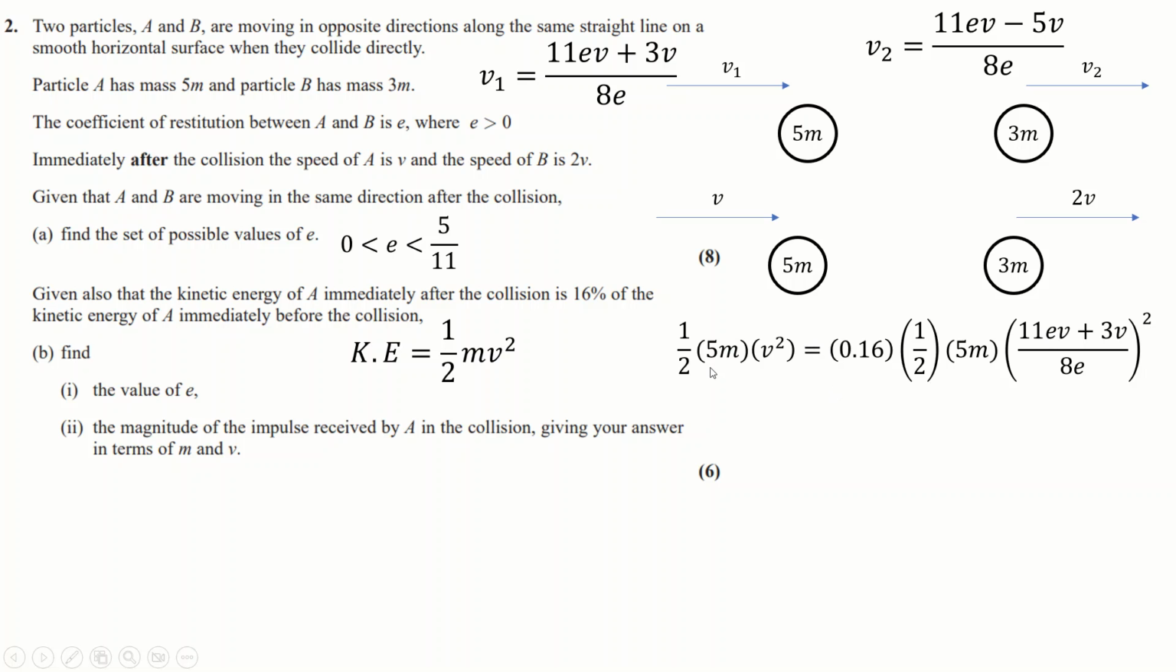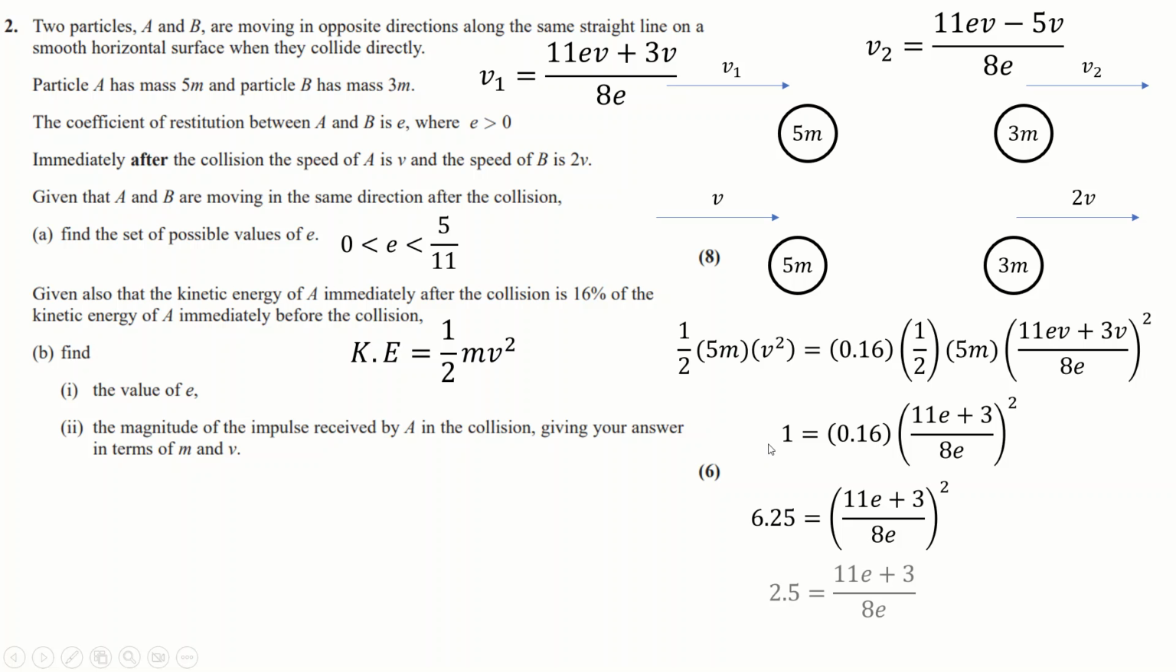Just make sure you get the right way round. The half, the 5m's, and the v squareds can all cancel to give you this. Divide by 0.16, square root, and just solve for e eventually. Yeah, you'll get e as 1/3.